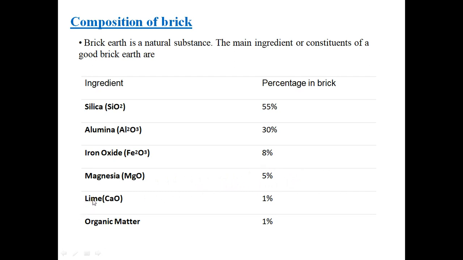Next is lime, that is CaO, which has a small percentage, 1%. And last is organic matter, which is also 1%. So this is the chemical composition of the brick, and each ingredient has an individual function in the earth material. Next we'll discuss those things.